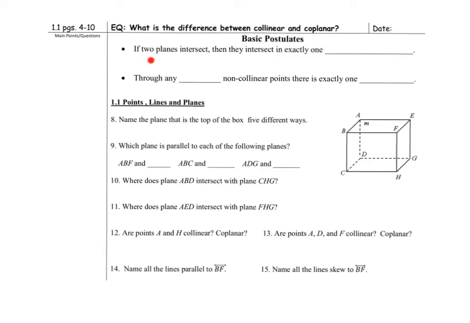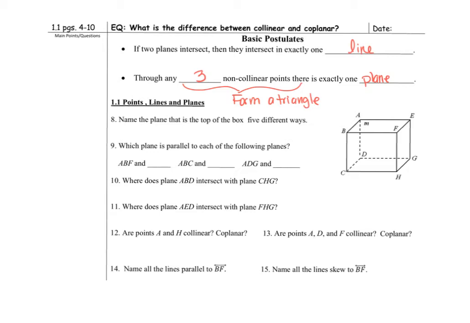Okay, so if 2 planes intersect, they intersect in exactly one line. And through any 3 non-collinear points, there is exactly one plane. So really, all you need is 3 points. If they form a triangle, they could form a plane. So really, to make a plane, all you need are 3 points.